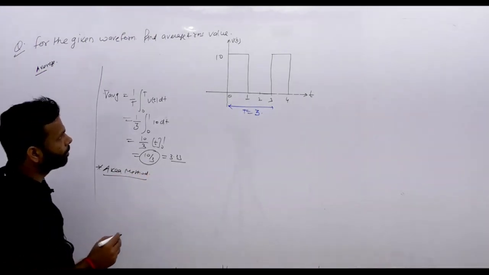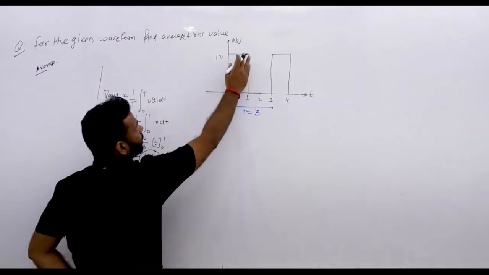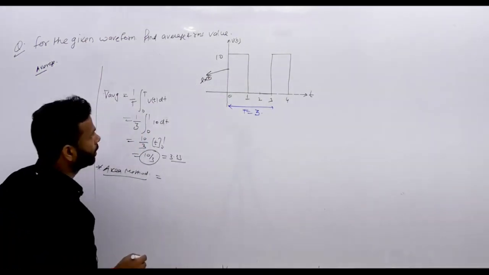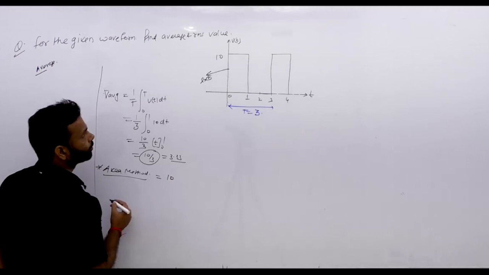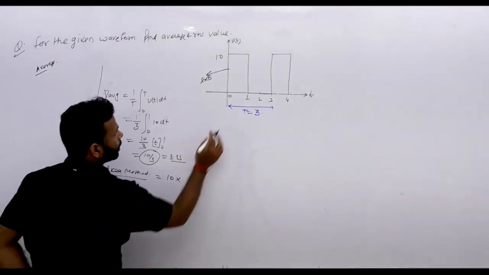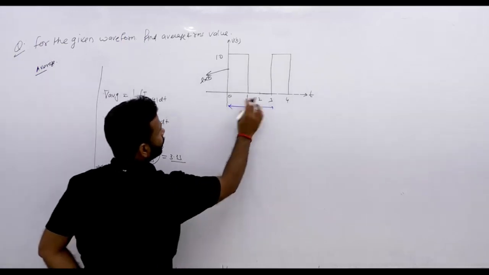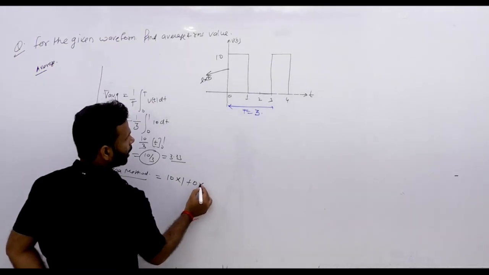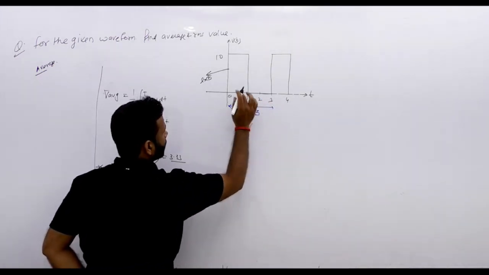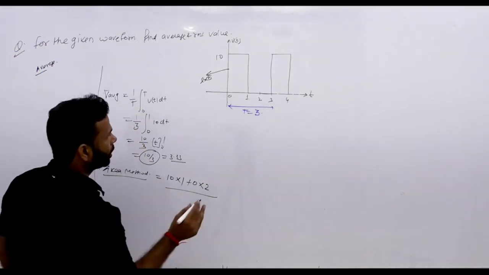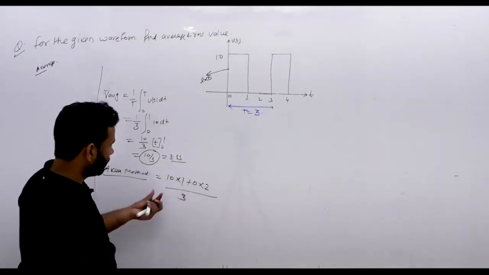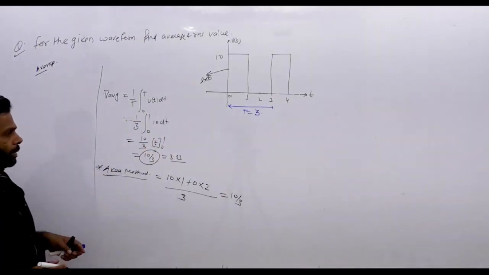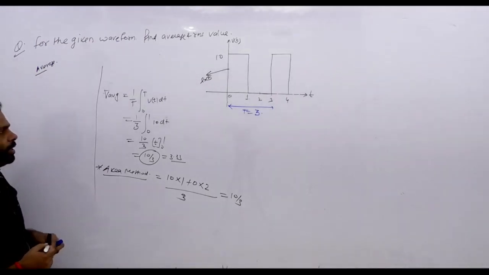So average by area. First we have the rectangular shape, and for the rectangular shape the area is length into breadth. The length is 10, and the breadth is 1 minus 0, that is 1. For the next duration, the height is 0, and the width is 3 minus 1, that is 2. But the total time period is 3. So we have 10 by 3. So from this you are getting the answer, so you can apply the direct area method to get the average.